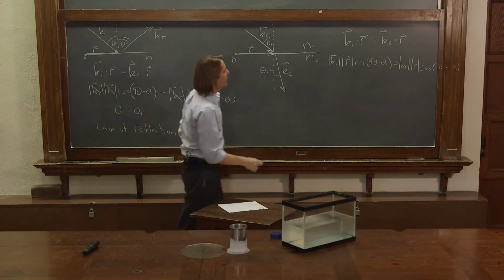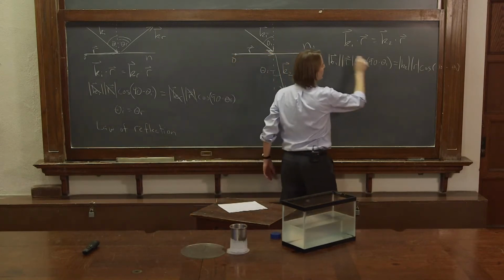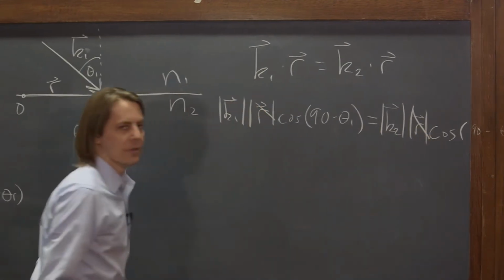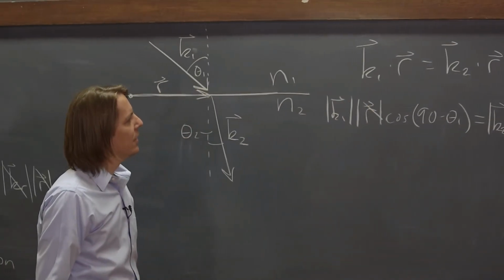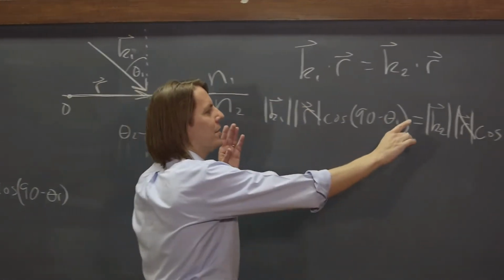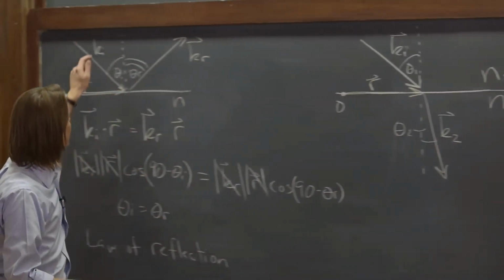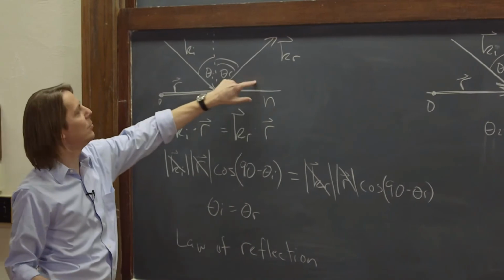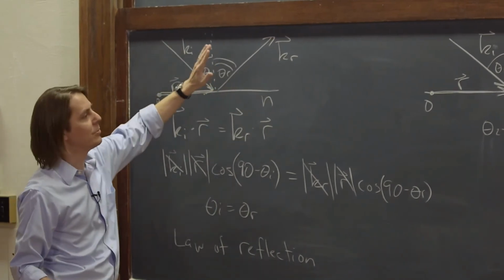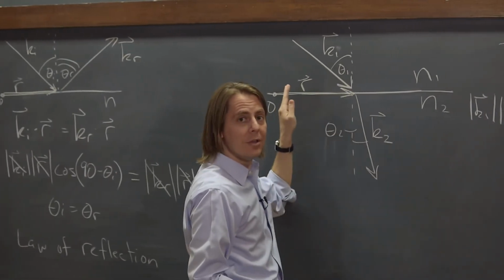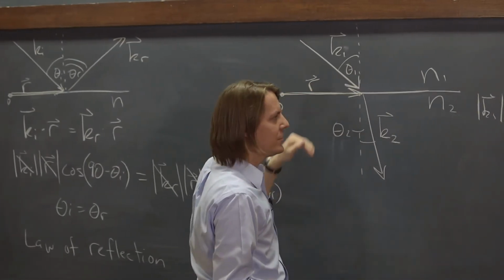Okay, so now we look at what can we do to simplify this. Well, we can cancel the magnitude of R like that. That's the same on both sides. But we can't cancel K1 and K2. Before, when we did a reflection, they're in the same medium. Whether we called it N1 and N2, whatever you call it, they're in the same medium, so they have the same wavelength. Here, different media, right? So the frequency is the same, but spatially they're different.